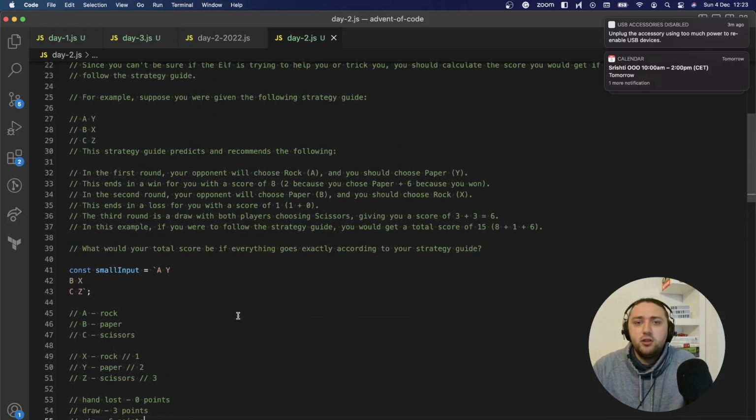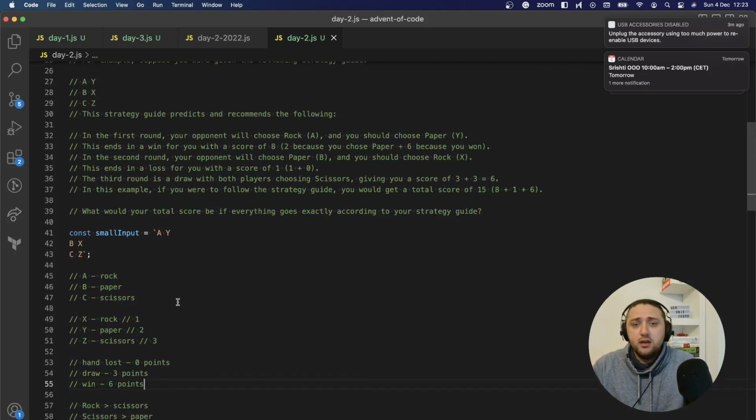And for this challenge, you have to score some points. So how do you score points? Basically, if you win, you get 6 points. If you draw, you get 3 points. And if you lose, 0 points. But you also get extra points for what you choose. So if you have rock, you get 1 point. If you have paper, you get 2 points and 3 points for scissors.